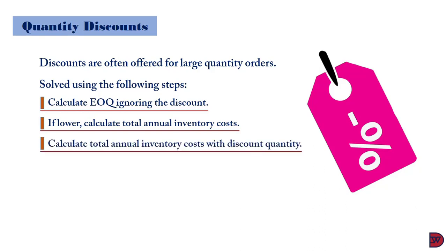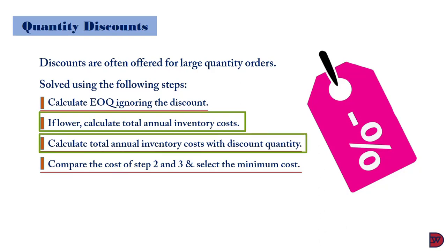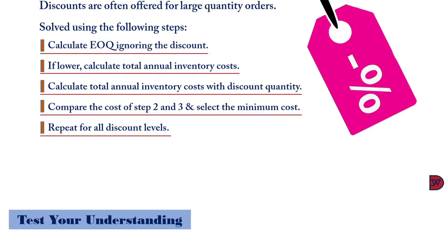We now have to recalculate the total annual inventory cost using the quantity that we must buy to enjoy the discount. Once that is done, we compare the cost in step two, which is the cost for the economic order quantity, and the cost for the discounted quantity, and choose the minimum cost. Now, if there are multiple order quantities, we have to repeat to calculate the annual inventory cost with each discounted quantity. Then we compare to find which is smaller or lesser.